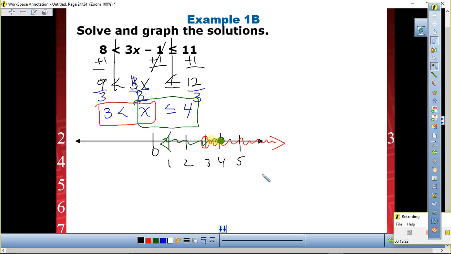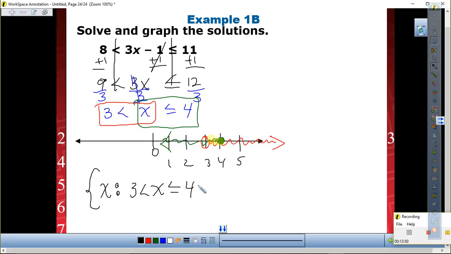All right, I heard a lot of you say 3.5, 3.4, 3 point something. Did anybody say 4? I did. Look at it. Is 4 part of the solution set? Yes, because it's a solid point. How about 3? No, because it's an open point. So let's write our solution set: the solution set of x such that 3 is less than x, less than or equal to 4. Piece of cake?